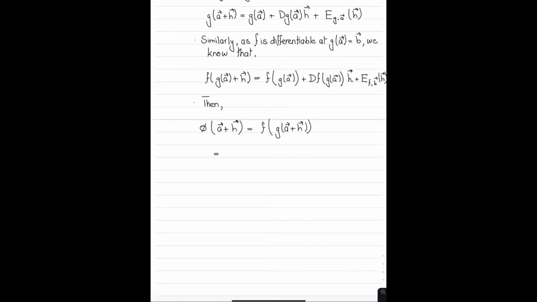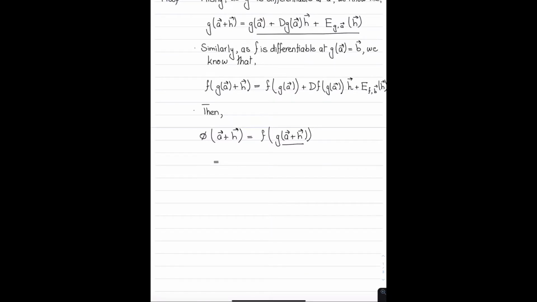Because you need to keep track of all the terms, this is g of a plus h, and I know that g of a plus h by our definition is equal to this piece right here. So I'm just going to replace that with that. So I'm going to say f of g of a is equal to f of g of a plus the derivative of g of a evaluated with vector h, multiplied by vector h, plus the error term of g when we're evaluating it at a and evaluated at vector h.